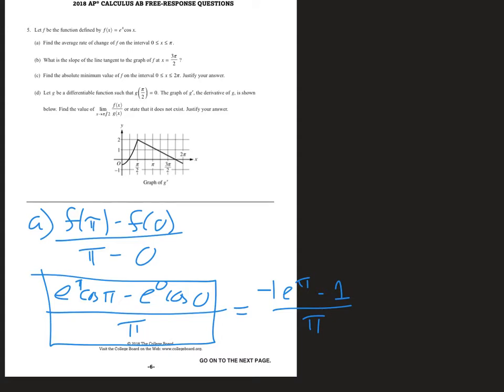What is the slope of the line tangent to the graph of f at x equals 3 pi over 2? Well, that's just another way of saying what is f prime of 3 pi over 2. So take the derivative, plug in 3 pi over 2. Now for f prime of x, we need product rule here because we have e to the x times cosine of x. So take the derivative of one of the factors, leave the other one, add where you switch which one you've taken the derivative of and which one you've left. I'm going to take the derivative of e to the x first because it's just e to the x, leave the cosine of x. Now plus, leave the e to the x and take the derivative of cosine of x, and that's negative sine of x.